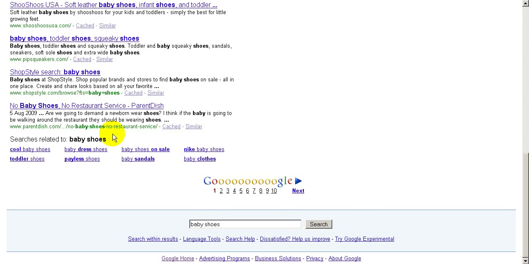Like I said before in one of my posts, when you see Google suggestions and related searches, it doesn't mean it's related. What it means is people who search for baby shoes actually were looking for one of these other terms. So if you had a site on baby shoes, people would go to your website, then they would go back to Google and enhance their search with one of those terms. So let's go further and let's try cool baby shoes, for example.